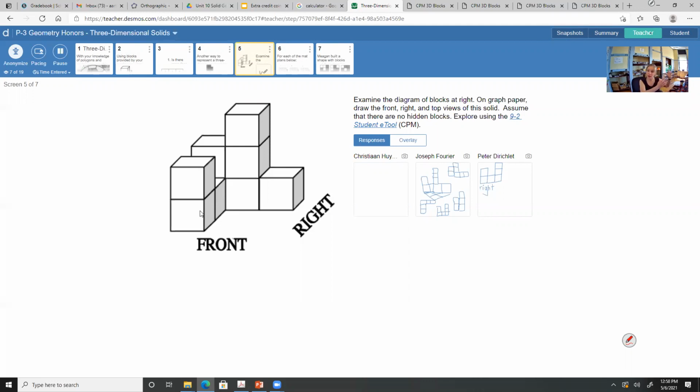Because in person, people were doing this on paper and then they collected all of this paper with them, so I don't have their work to present, but they really deeply understood the concept of how to draw the front, right, and the top view of the shape, because they built it and then they were able to look at the front, look from the right, and they stood up to look from the top.